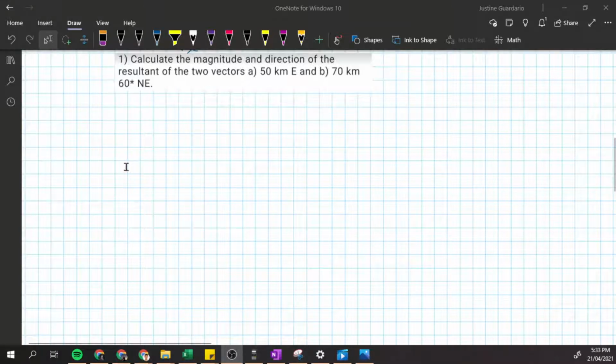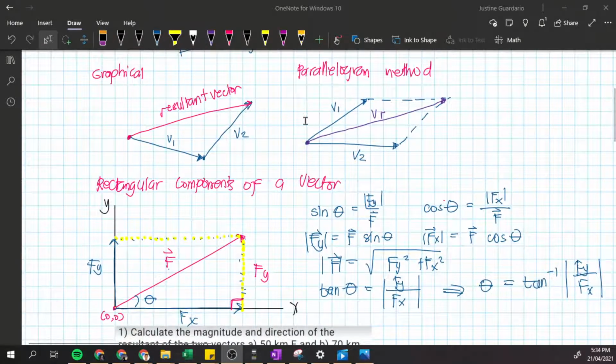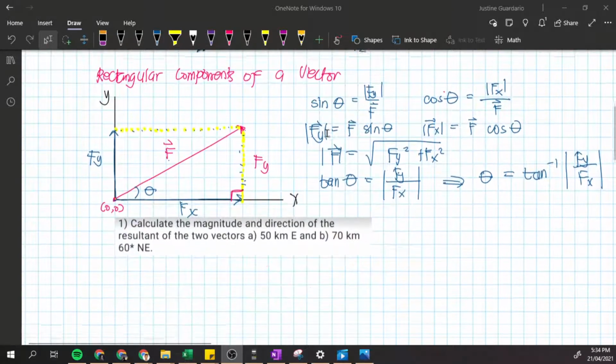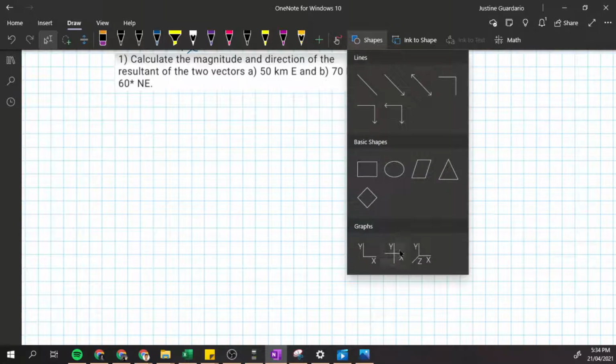So, going back, here is number 1: calculate the magnitude and direction of the resultant of the two vectors. A is equal to 50 km east and B is 70 km, 60 degrees north of east. So, kanina, we have discussed the different methods on how we find the resultant of a vector. Now, in order for us to solve this problem, it's much easier to solve it by graphing it.